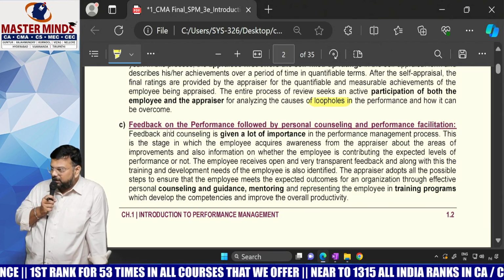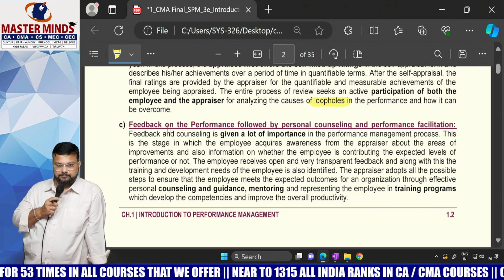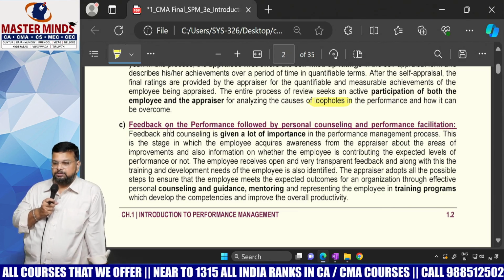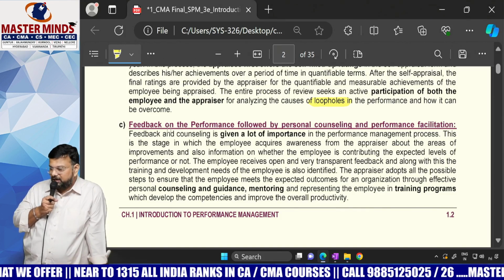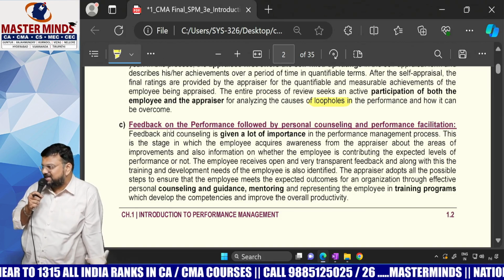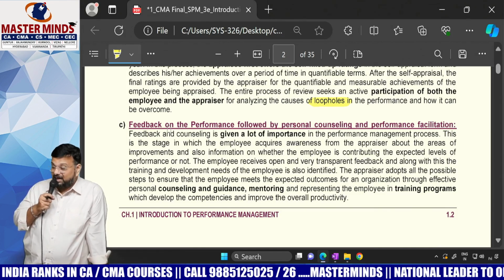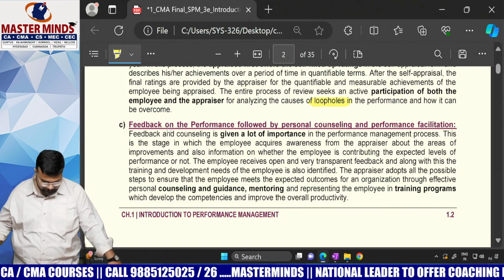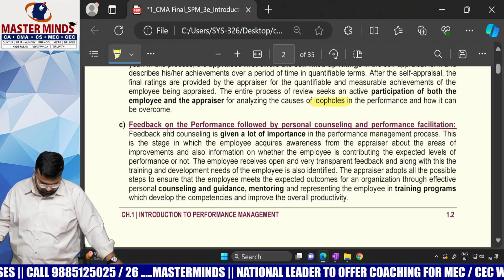That's why feedback and counseling plays a very important role and it should be taken in a positive note. If you want to improve yourself, you have to take feedback in a positive note. This plays a very important role because at the end of the day, who needs to work? The employee. So he should know where he is lagging or where he is lacking. So if he comes to know, he will try to improve in that particular point, and the performance will increase.